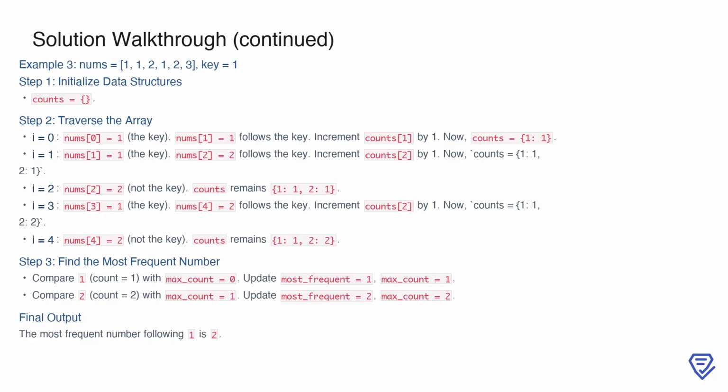Skipping non-key elements, we find another instance of 1 later in the array, which is followed by 2 again. This increases the count of 2 to 2. After completing the traversal, we compare the counts in the counts dictionary. While 1 has a count of 1, 2 has a higher count of 2, so it becomes the most frequent number following the key. Thus, the final output for this example is 2.